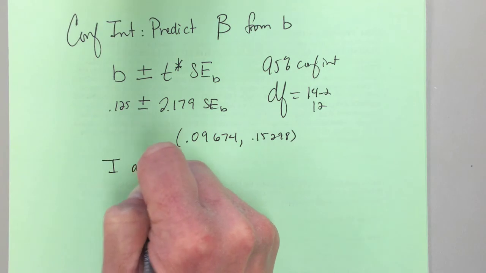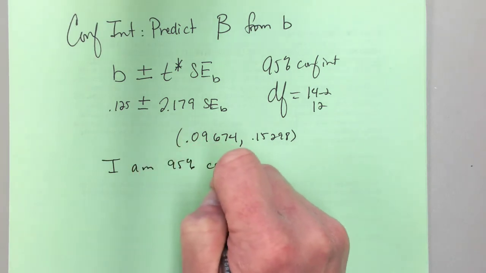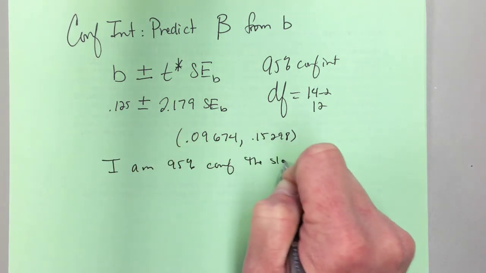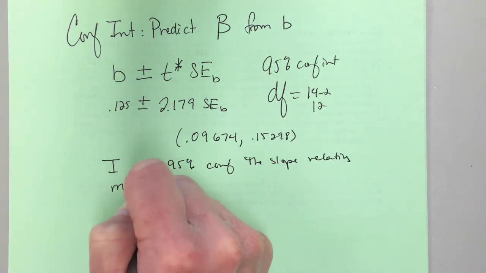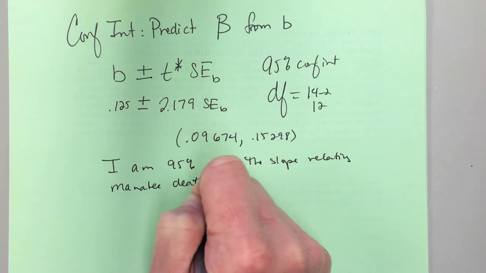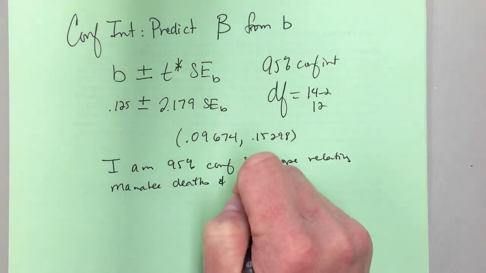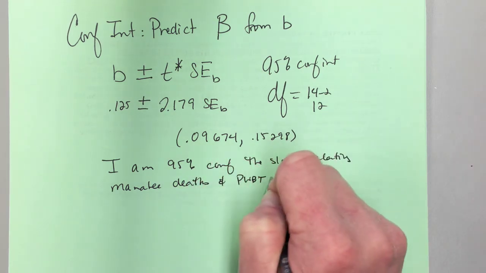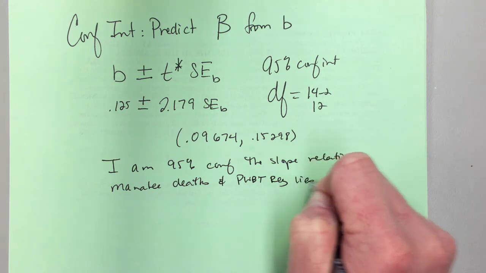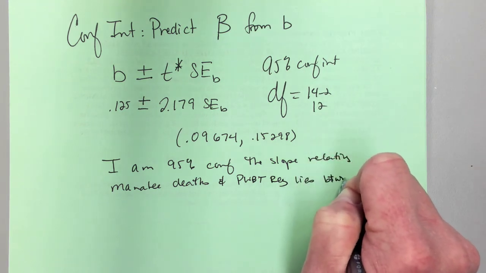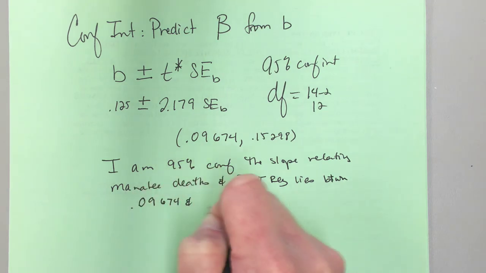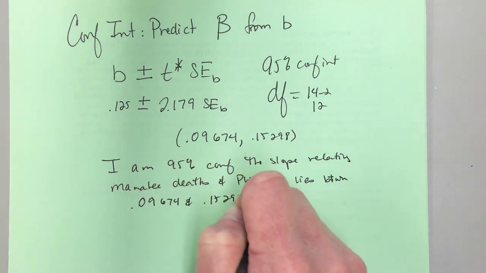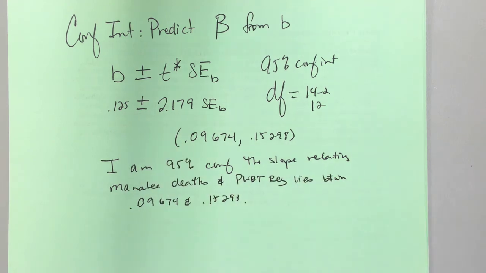So I am 95% confident the slope relating manatee deaths and powerboat registration lies between these two numbers. Done. You guys have done this before.